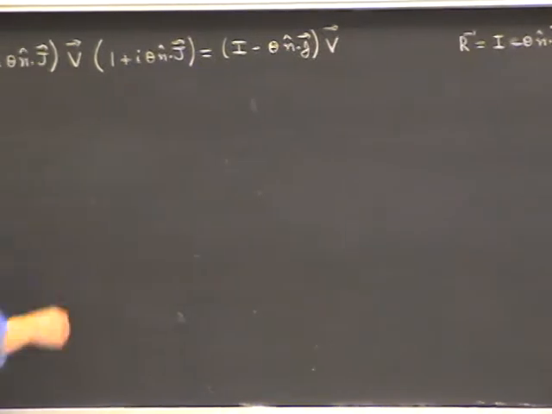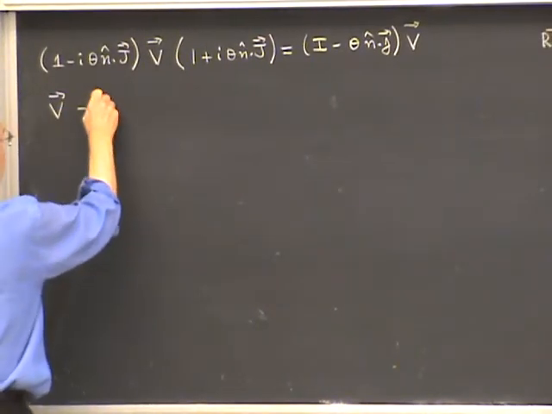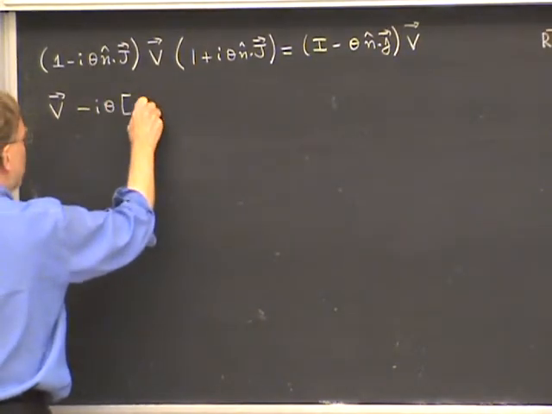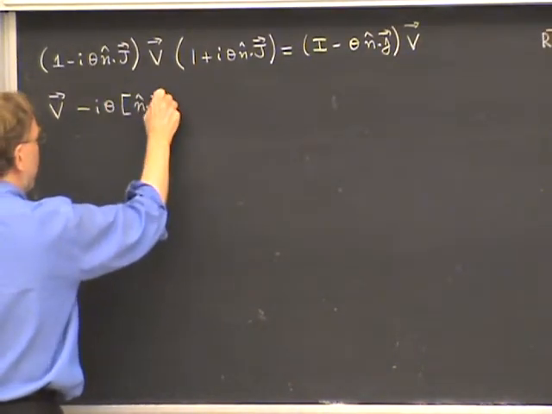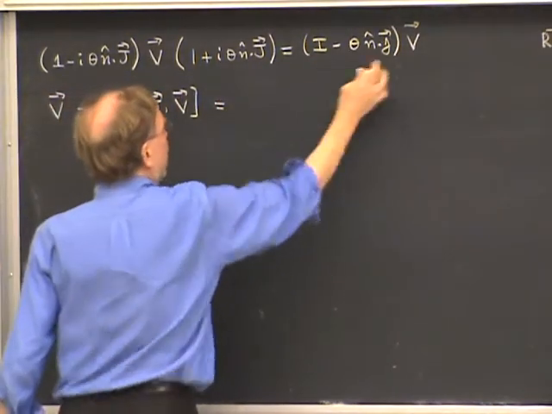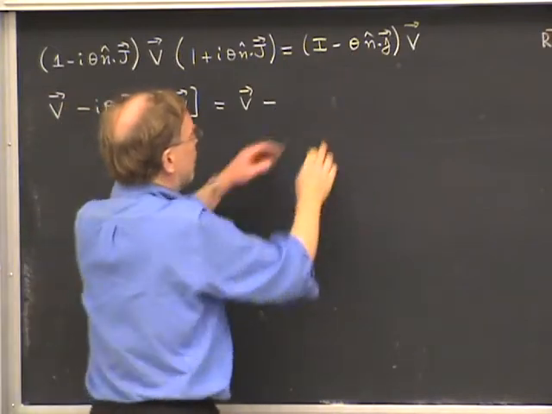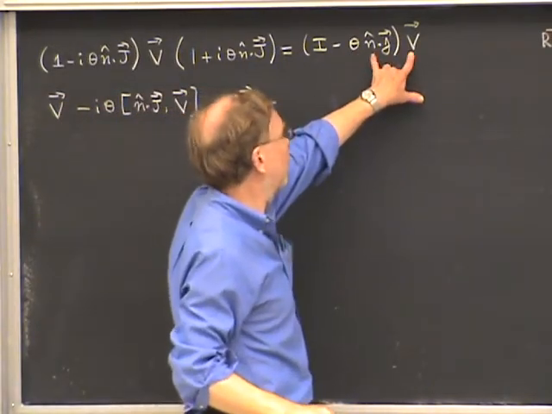Now again, I'll expand both sides out and multiply both sides out. The first term here is V. The next term is minus i theta times the commutator of n hat dotted into J, with our vector operator V. And on the right-hand side, you get V at lowest order. And then you get minus i theta times n hat dot J multiplying onto V.